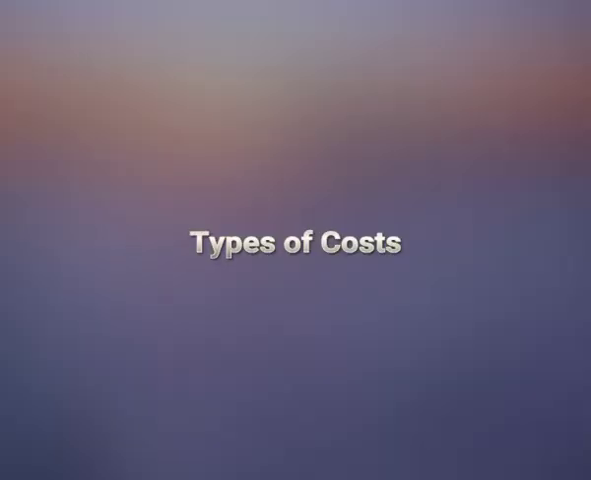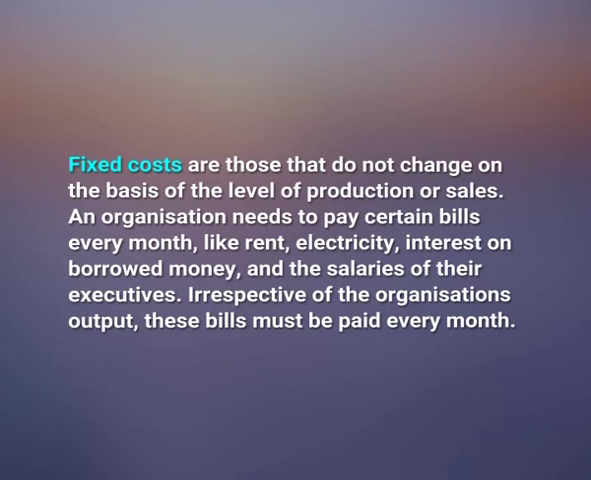Types of costs. The costs of an organization are of two different types, fixed or variable. Fixed costs are those that do not change on the basis of the level of production or sales. An organization needs to pay certain bills every month like rent, electricity, interest on borrowed money and the salaries of their executives. Irrespective of the organization's output, these bills must be paid every month.